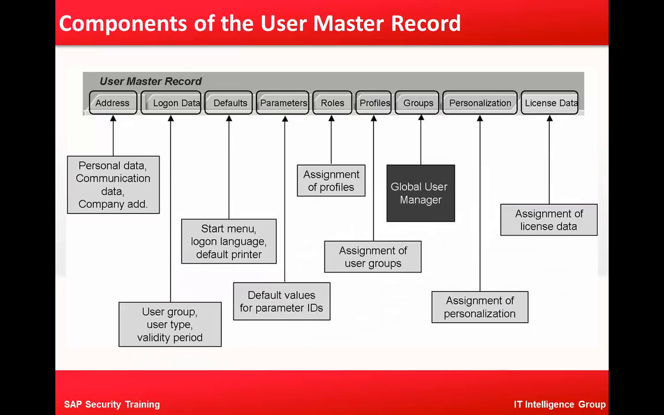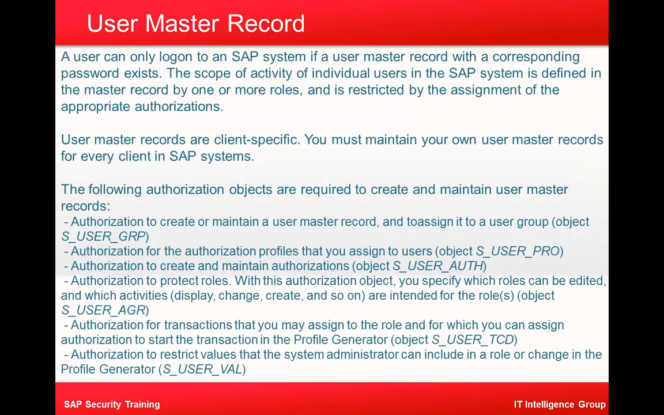Let's get to the theoretical aspect of it. Here you can see the address, basically the personal data, communication data, and company address. Next is the logon data that we saw: user group, user type, validity period. Next are the defaults, that is the menu, the logon language, and the printer. Then parameters, that is default values for parameter IDs. Roles, the assignment of profiles. Profiles, the assignment of user groups, global user manager, and personalization.